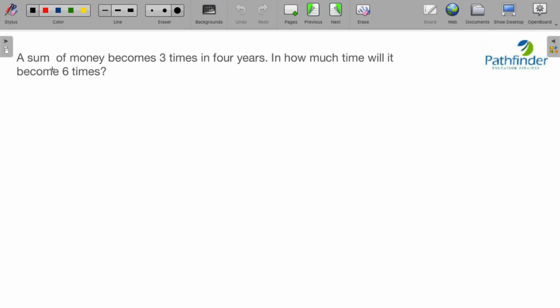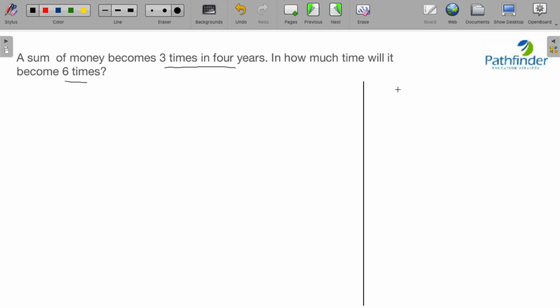So the question is, a sum of money becomes 3 times in 4 years. In how much time will it become 6 times? Essentially, what you need to know here is that every year the simple interest earned is the same.